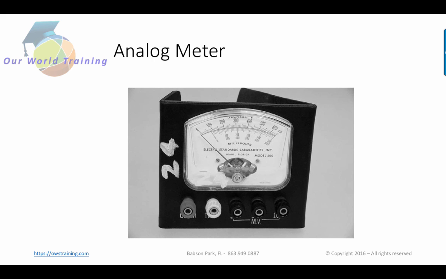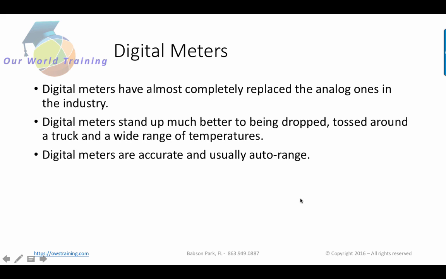An example of an analog meter is this. Basically, an analog meter has a scale or a number of scales and a needle, and then you'll have different inputs or an adjustment knob to select the scale.